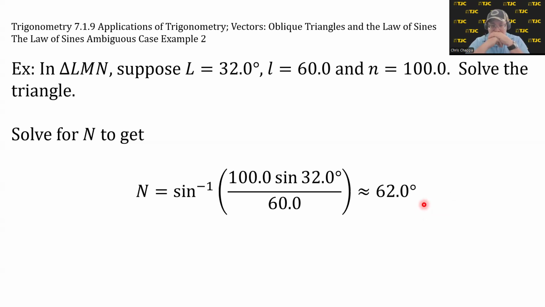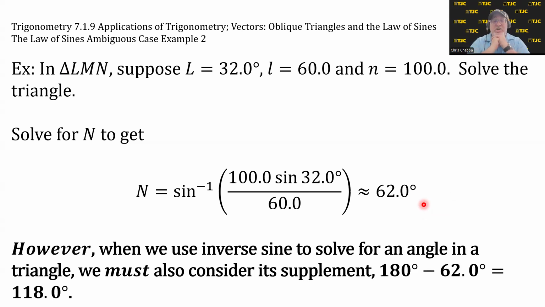Now, please embed the following in your head. When you're using the law of sines and you're solving for an angle, you must also consider its supplement. This is from an equation solving perspective. It's a CAST thing. As an equation, sine equal to a positive number always has solutions in quadrants 1 and 2, and they're supplements of each other. So when we use inverse sine to solve for an angle in a triangle, we must also consider its supplement, which in this case is 118.0 degrees.